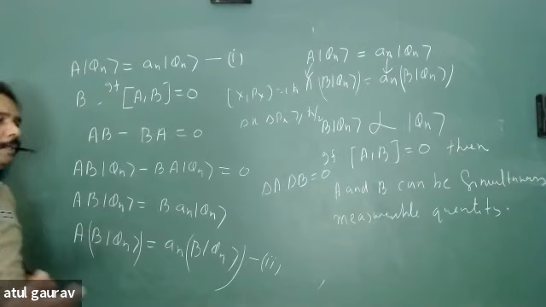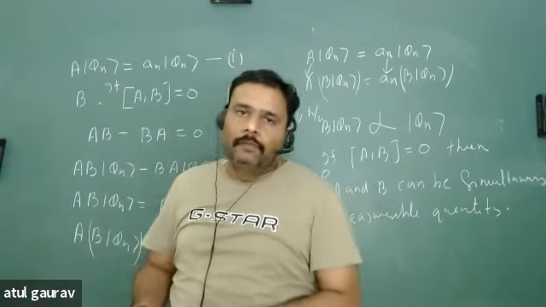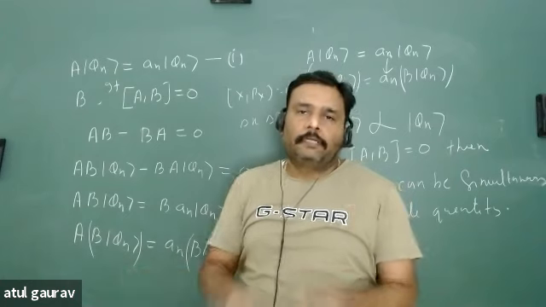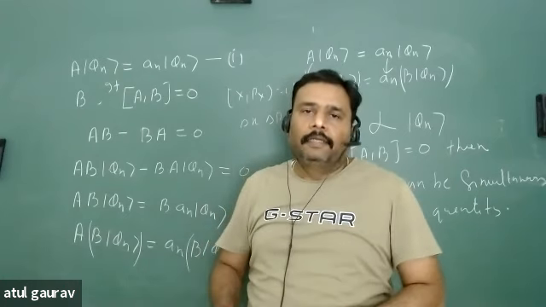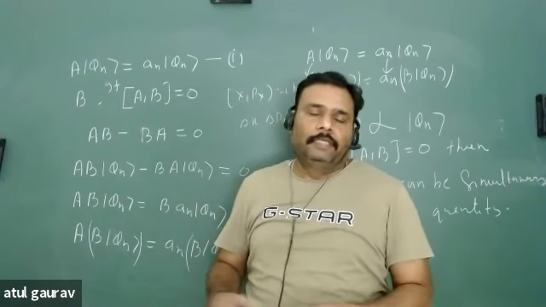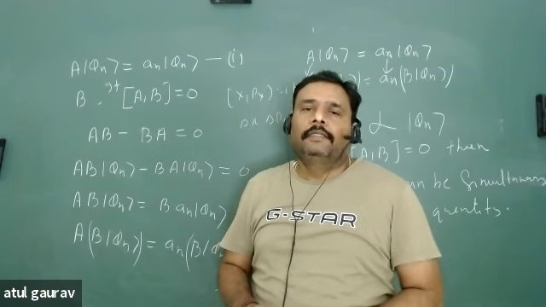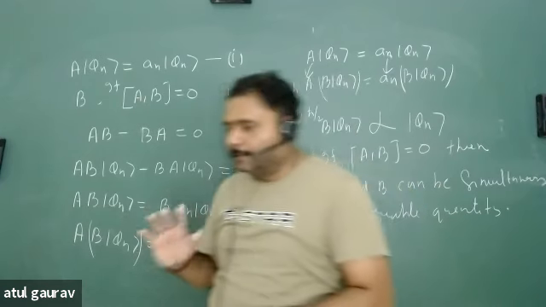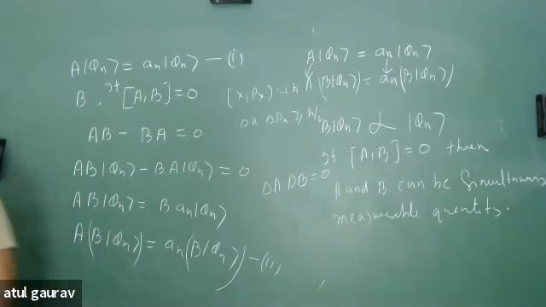So when somebody gives you two operators and asks whether these two can be simultaneously measurable or not, you take the commutation and do the analysis. If they commute, they can be simultaneously measurable. If they do not commute, obviously they cannot be measured simultaneously, and there must be some uncertainty principle. So there are an infinite number of uncertainty principles. So let's go for some basic problems based on commutation and on matrices and operators.